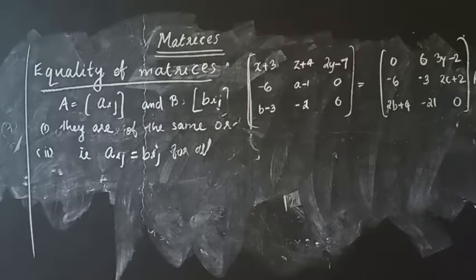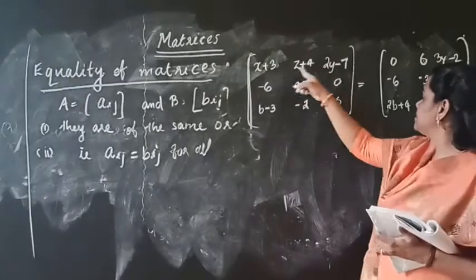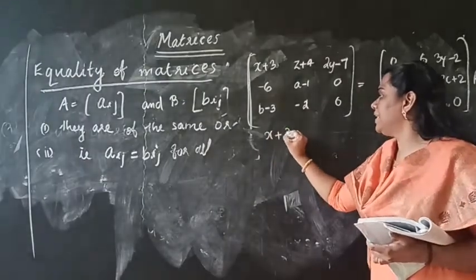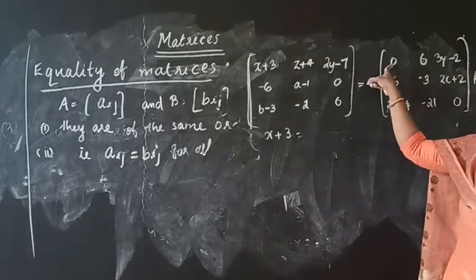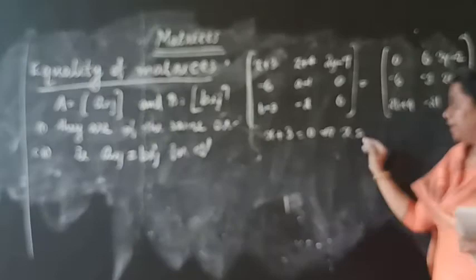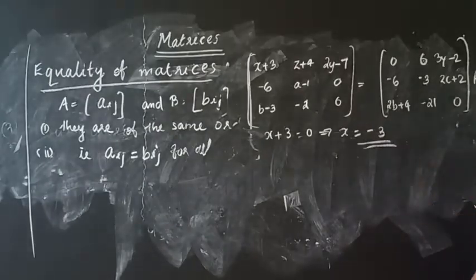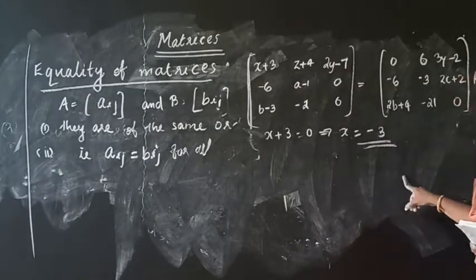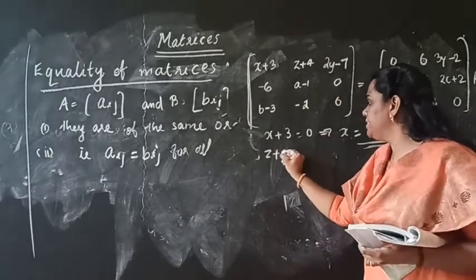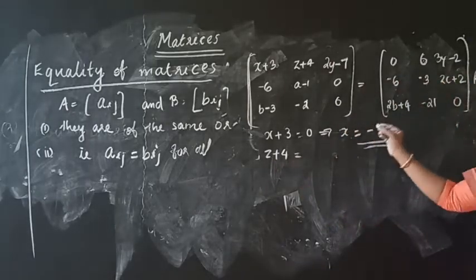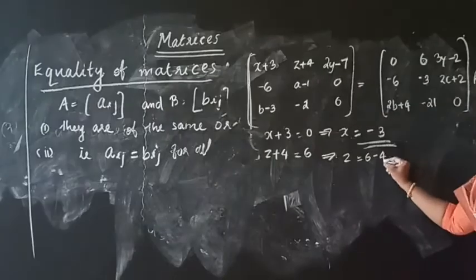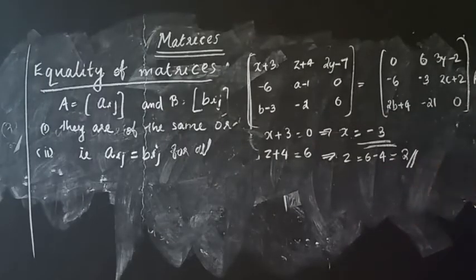Can you find? How to do the first step? X plus 3 is equal to 0. First of all, in place of X plus 3, which element is there? 0. That means X is equal to minus 3. We got the first element. Second, how to find Z? Z plus 4 is equal to 6. That implies Z is equal to 6 minus 4. Z is equal to 2.